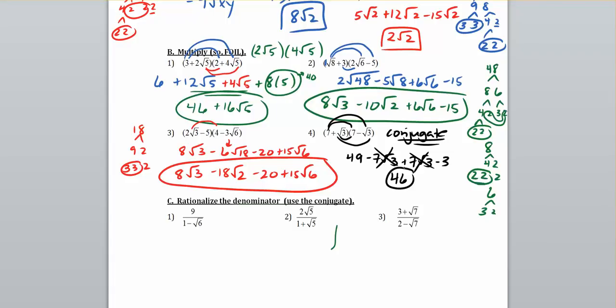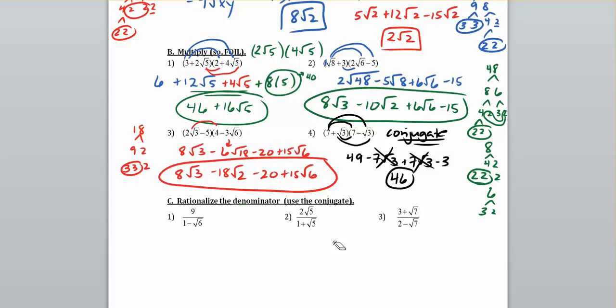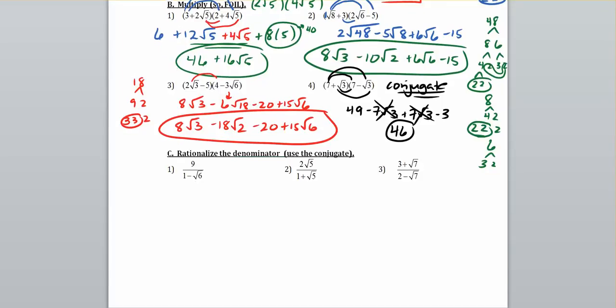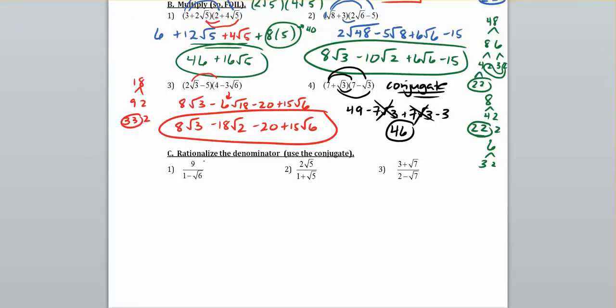Right? The reason why the conjugate is so important is I'm going to show you in the next section. You are not allowed to have a radical in the denominator. Right? So what we need to do is we need to figure out on part C, it says rationalize the denominator, and it says use the conjugate. What that means is if I'm not allowed to have a radical in the denominator, I need to multiply by something to get rid of that radical in the denominator. And the way you're going to do that is by multiplying by the conjugate.